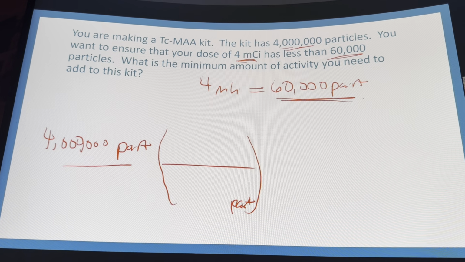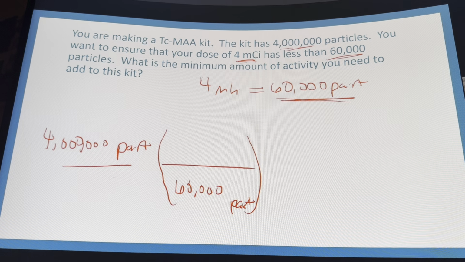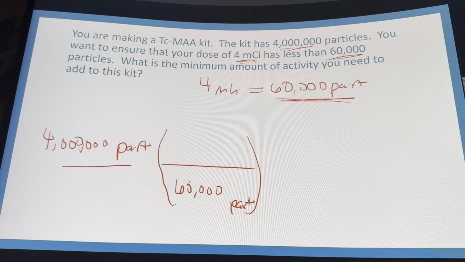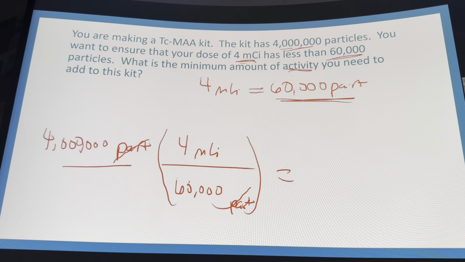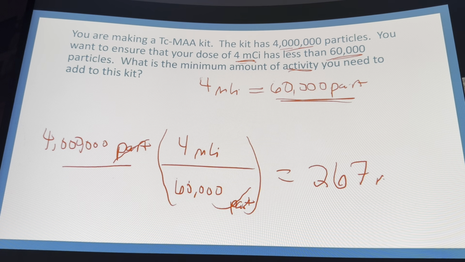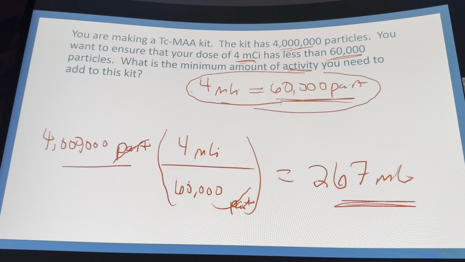And now I have my conversion. I have my doorway, so I'm going to put those 60,000 particles down here. It's asking me how much activity, so I'm going to put my 4 millicuries up here. Particles cancel. So 4 million particles times 4 divided by 60,000. I need to put 267 millicuries in that vial in order to pull out a dose of 4 millicuries and have 60,000 particles.